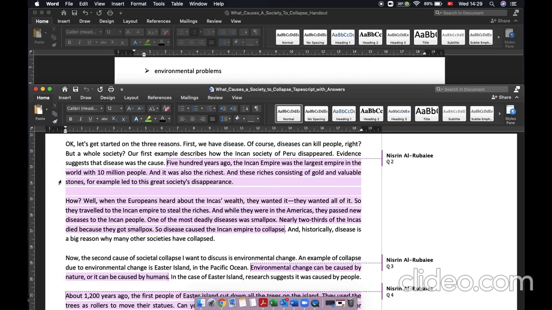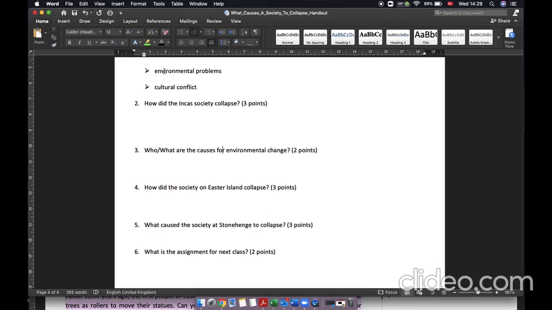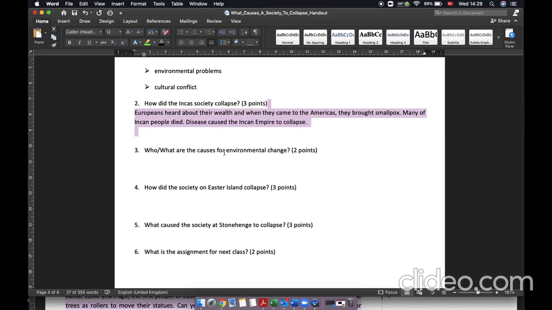So they traveled to the Incan Empire to steal the riches. And while they were in the Americas, they passed new diseases to the Incan people. One of the most deadly diseases was smallpox. Nearly two-thirds of the Incas died because they got smallpox. So disease caused the Incan Empire to collapse. So briefly, we could say here, Europeans heard about their wealth, and when they came to the Americas, they brought smallpox, and many Incan people died. Disease caused the Incan Empire to collapse.